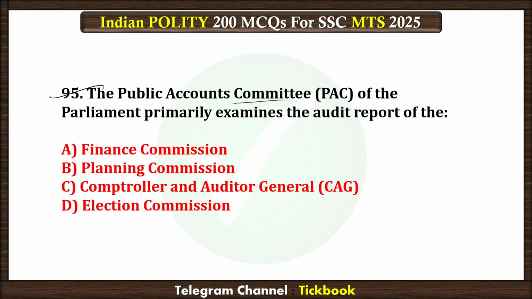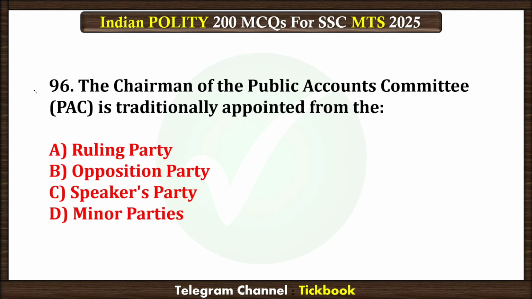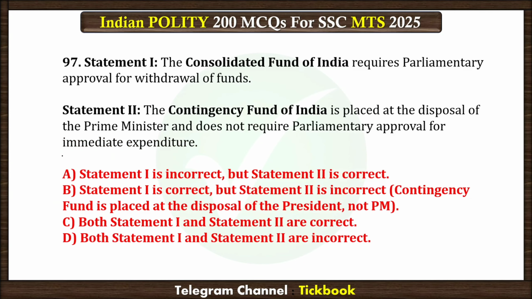95. The Public Accounts Committee of the Parliament primarily examines the audit report of the. Option number C, Comptroller and Auditor General. 96. The Chairman of the Public Accounts Committee is traditionally appointed from the. Option number B, Opposition Party.